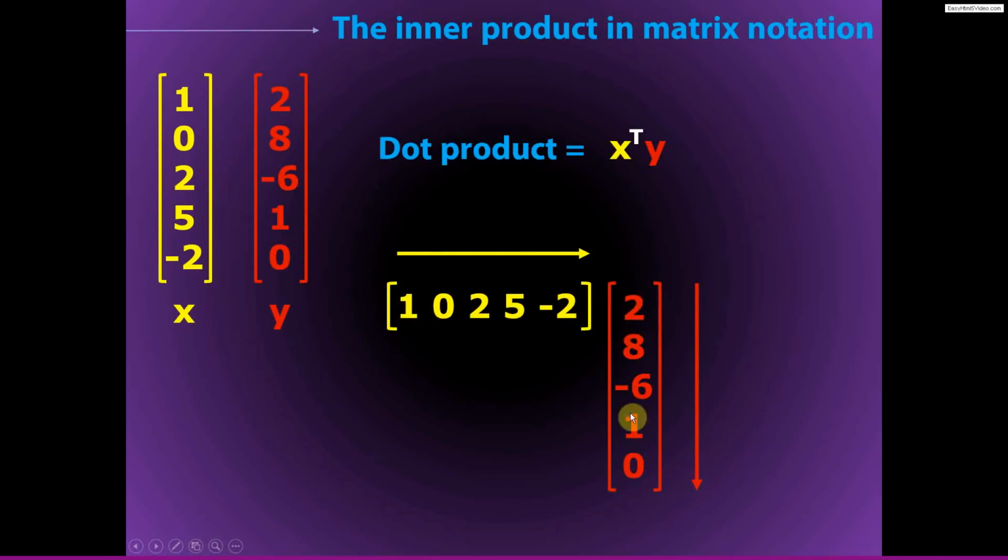To compute this matrix multiplication, you pointwise multiply and then sum as you're moving along. So you start with 1 times 2, plus 0 times 8, plus 2 times -6, plus 5 times 1, plus -2 times 0. So you have to imagine going over on one vector and down on the other vector simultaneously. And as you're going over and down, you're also doing pointwise multiplication and summing.